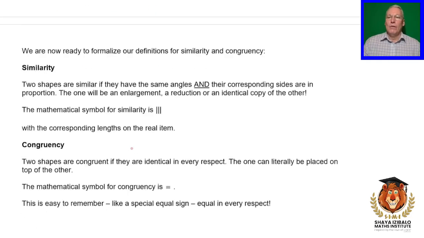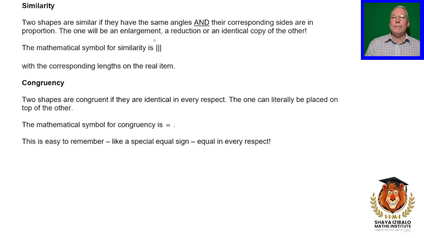Right, let's formalize this. Two shapes are similar if they have the same angles and their corresponding sides are in proportion. One is just a bigger or smaller version of the other. The symbol for similarity is that. Two shapes are congruent if they're identical, and they can literally be placed on top of one another. The symbol for congruency is three lines going that way.